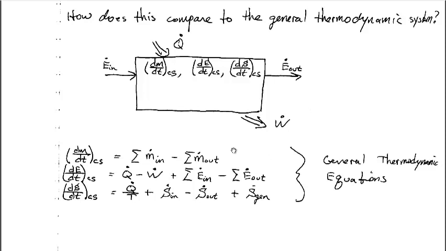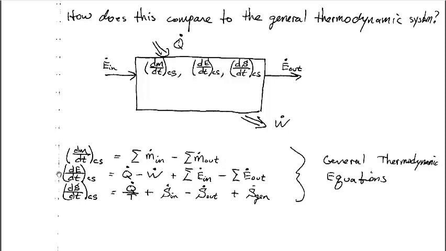Okay, so we can represent these three exchanges, these three interactions between the control system and the surroundings, with our general thermodynamic equations. And so we have, of course, three equations, and as I've mentioned, these three equations are going to be used repeatedly in our study of thermodynamics this semester. We have the change in mass of the control system, which is just a balance between the mass that flows in and the mass that flows out. This is based on conservation of mass.